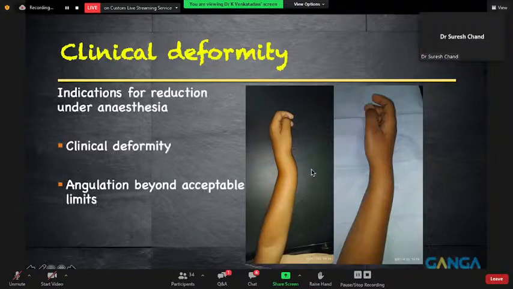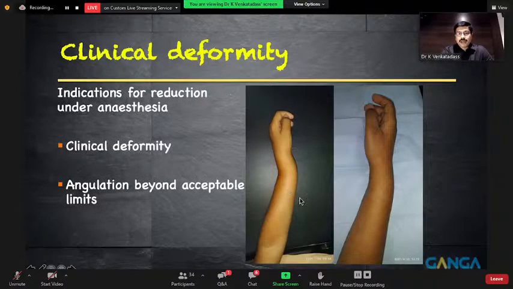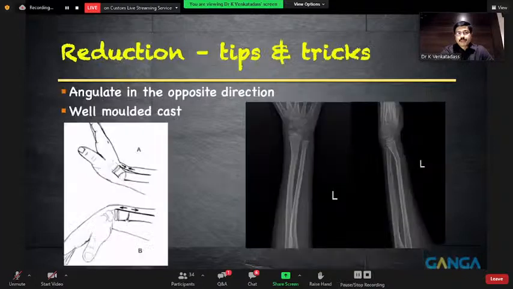So in my hands, the indication for reduction under anesthesia is if the child is having an unacceptable clinical deformity, and if there is an angulation which is beyond the acceptable limits, both in the sagittal and the coronal plane. So now you know when to reduce the fracture. So what are the tips and tricks for how you reduce the fracture?